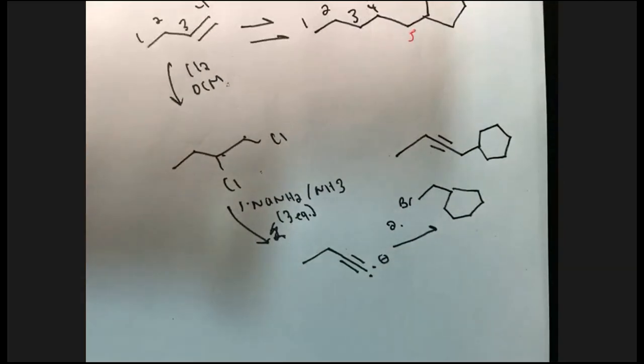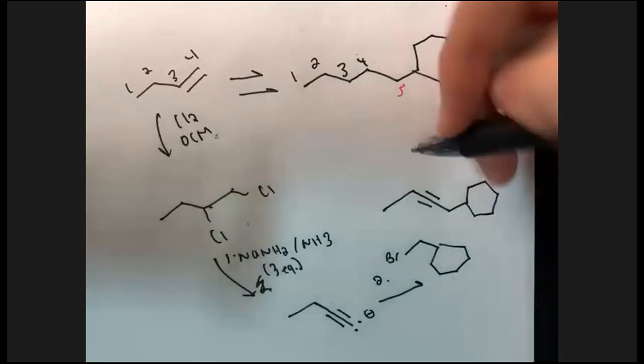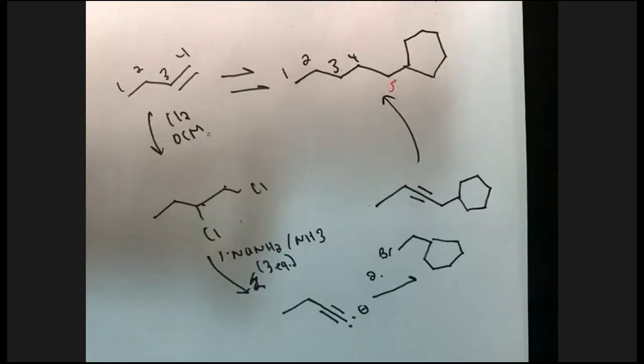Okay, so I am really close to my end product. How do I go from the alkyne to the alkane?